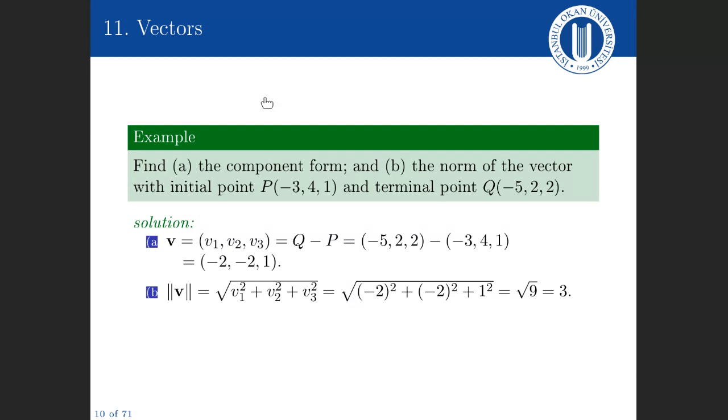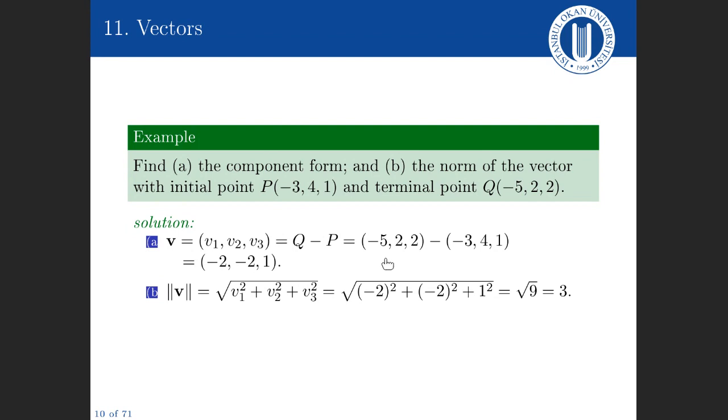For example, find the component form and find the norm of the vector with initial point P and terminal point Q. The first part is straightforward. We're starting at P and we're finishing at Q. So the formula that we want is Q minus P. Terminal point minus initial point.